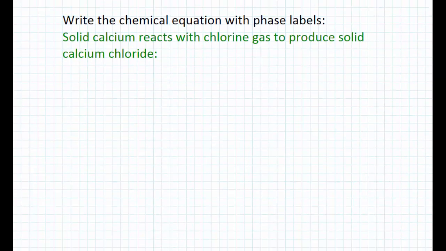Let's practice writing a balanced, well, we don't even need to balance this one. We'll balance on the next page. Let's just write the chemical equation with phase labels for when solid calcium reacts with chlorine gas to produce solid calcium chloride. Why don't you give that a try? I want to see if there's a couple little things to remember here. I want to see if we remember them or not. I have a feeling you'll do okay with solid calcium.